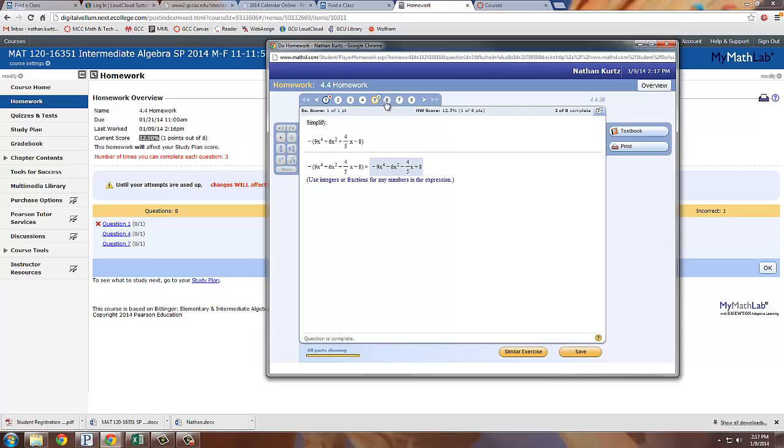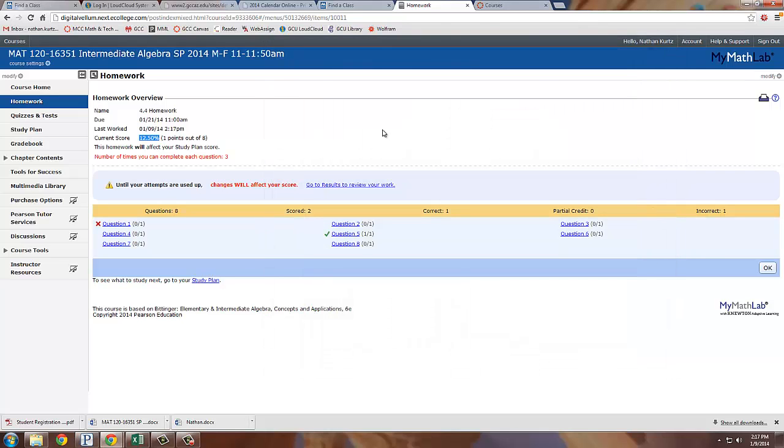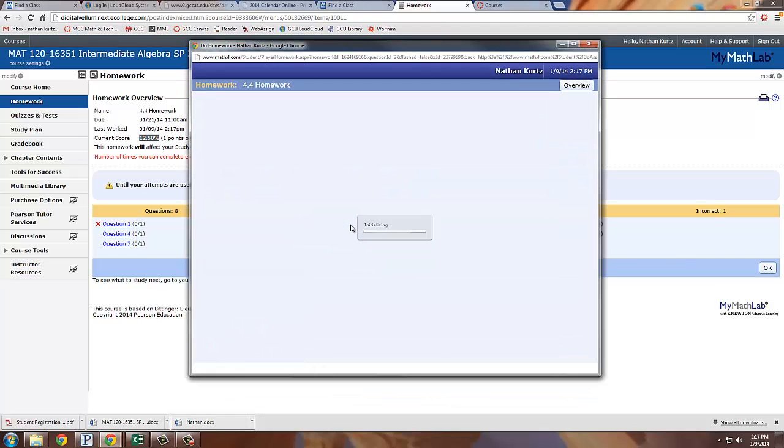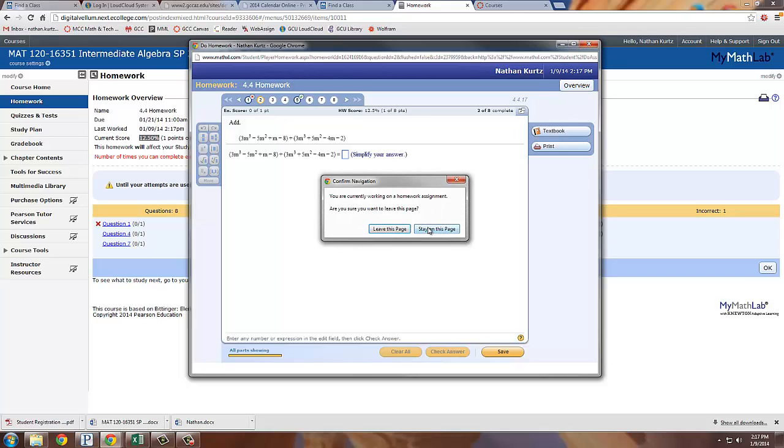Once you're done, you can jump around and do the next problem. Once you're done and you need to leave, go ahead and click save. That saves your progress. Now my score is saved and I can access this as many times as we want. So one thing that I want you to notice when we open that homework assignment is on the right hand side, the only thing you saw is textbook and print. Some of you who have taken MyMathLab courses before know that there's a lot more resources available for you.